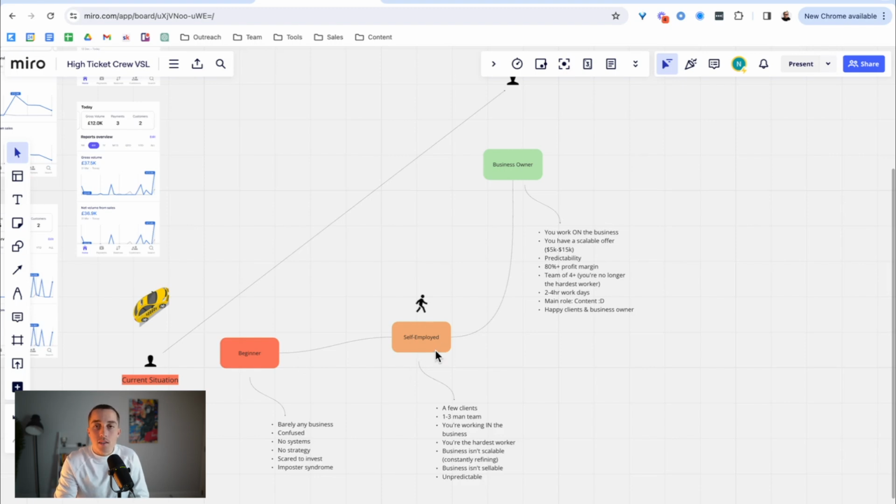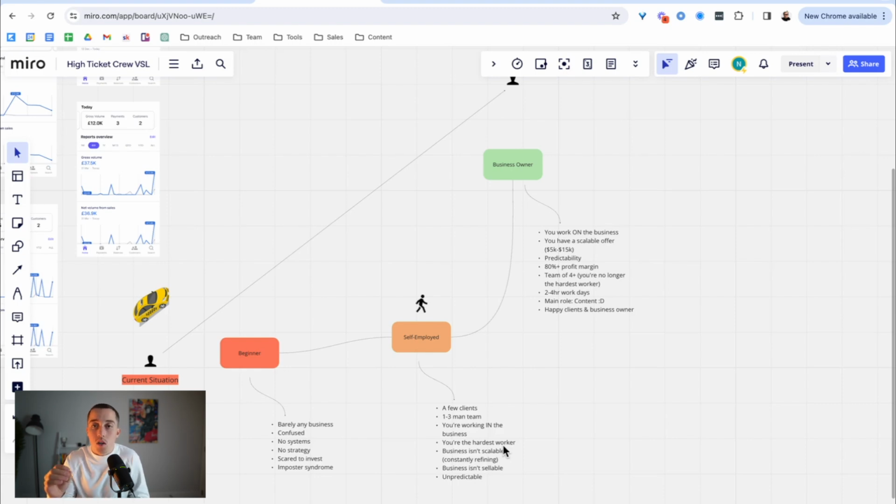You can get to self-employed on your own, right? Self-employed is very easy to get to. And that's where you can get to like 5K, 10K, 20K, or even 30K per month, all on your own. And that's where you start to have a few clients. You start to maybe have like a 1, 2, or even 3-man team. You're still working in the business. You're still doing 10, 11, 12-hour days.